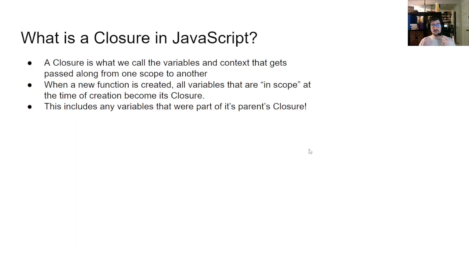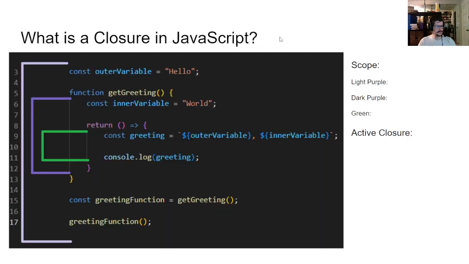So then, what is a closure? A closure is what we call the variables in context that get passed along from parent to child scope. So when a new function is created, not when it is executed, but when it is created, all the variables that are in scope at that time become its closure. That includes any variables that were part of the parent closure. That might sound really confusing, so we're going to go over an example.